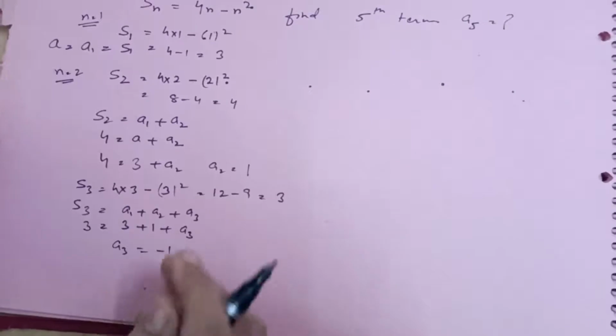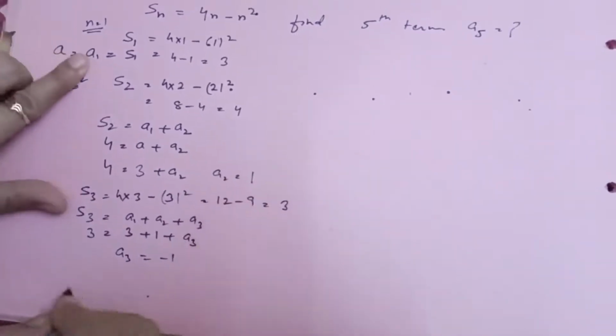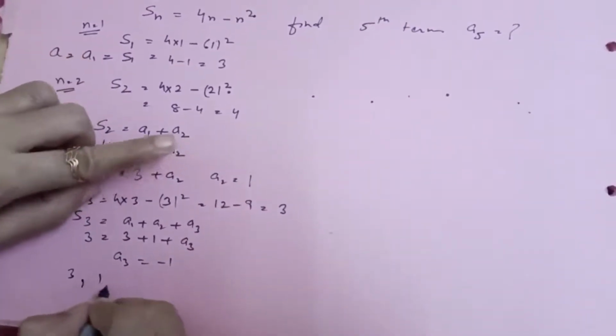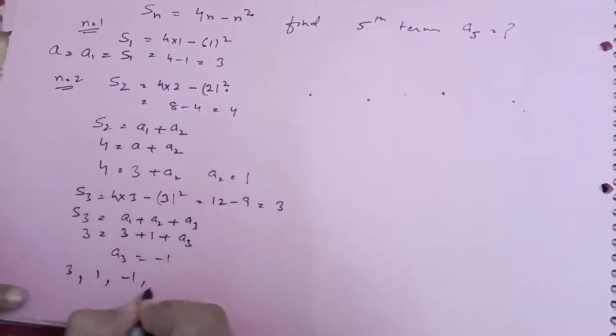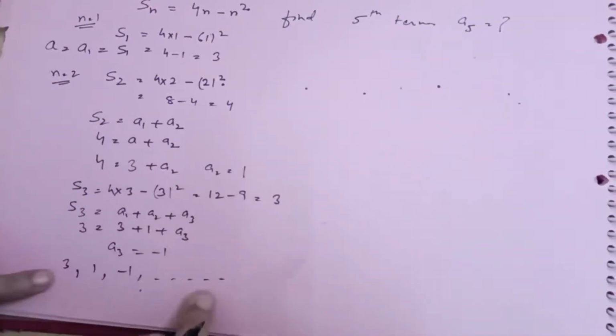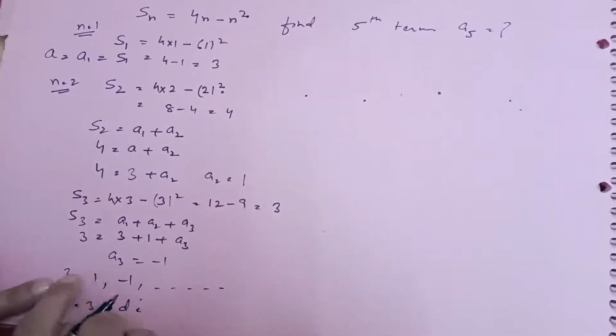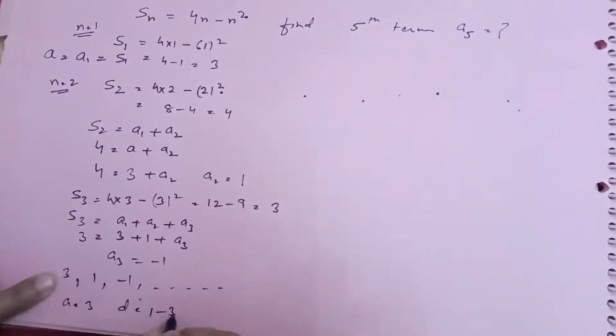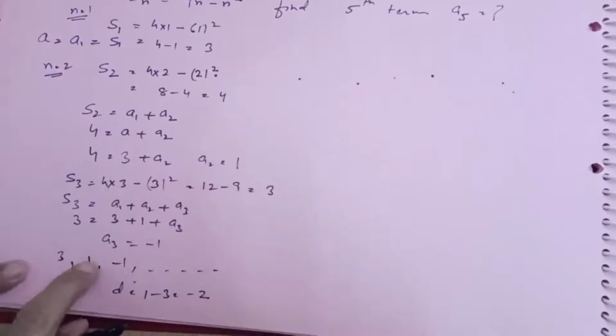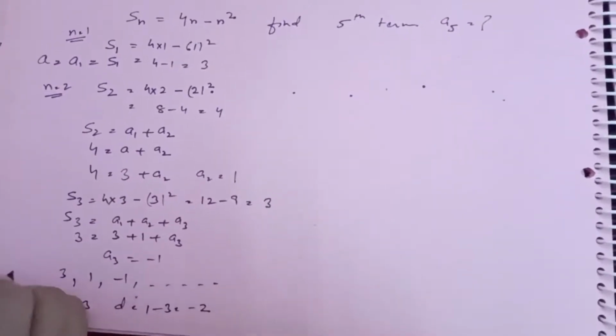So now you will be making it, that how series will come? A1 3, comma, A2 1, comma, A3 minus 1, so on. Okay, this is going on. तो A क्या हो गया आपका? 3, और D क्या हो गया आपका? A2 minus A1. तो 1 minus 3 equal minus 2, और 1 minus 2 किया तो minus 1. ये हमारी AP जा रही है कंटिन्यूस.